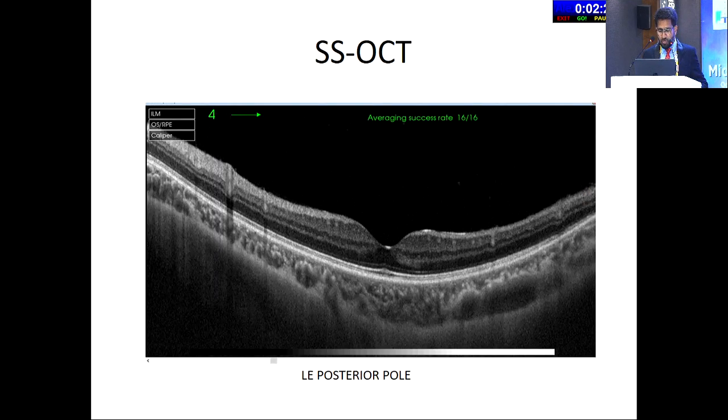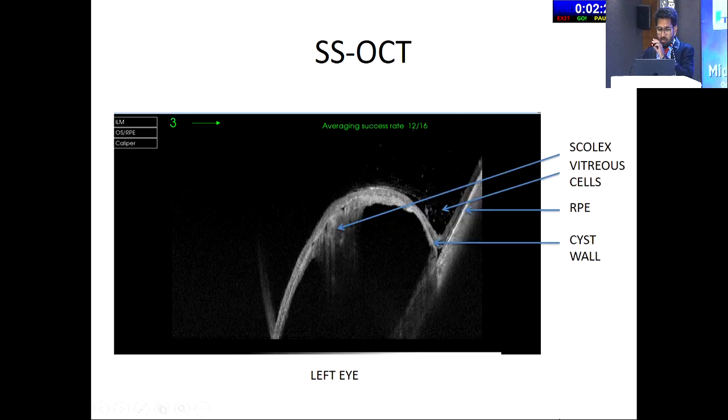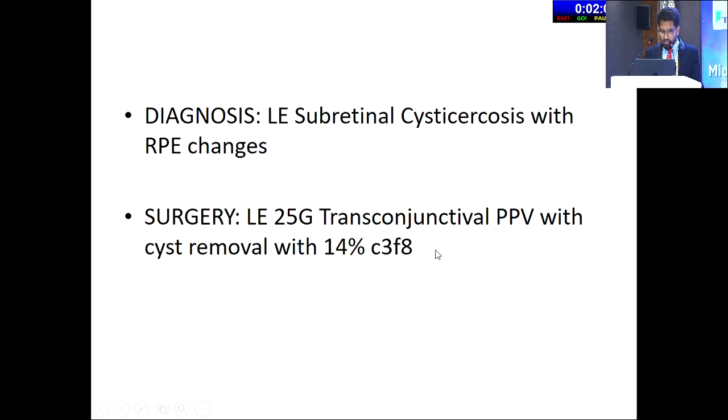This is the posterior pole of the OCT on the same eye, that is the left eye. This is the inferotemporal quadrant of the OCT, which shows hyperreflectivity of the cyst, showing the scolex and vitreous cells, then RPE pigmentary changes, and the cyst wall. The diagnosis we came to was left eye subretinal cysticercosis with RPE changes.